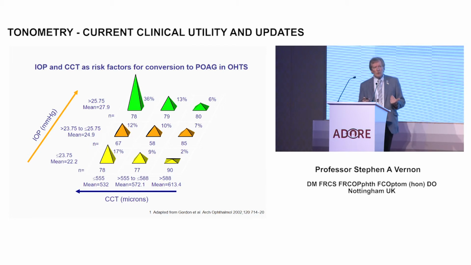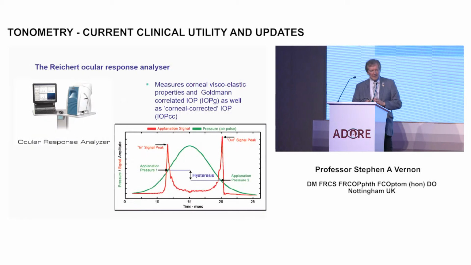It's come from the original measurement of central corneal thickness being a risk factor in ocular hypertension. And this is the Oates study that I alluded to before. And so if you have a thinner cornea at the same pressure, you're much more likely to convert to glaucoma. We all know that story. It's in the children's textbooks nowadays.